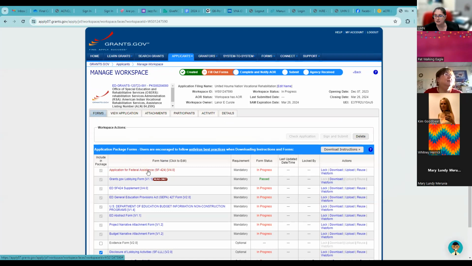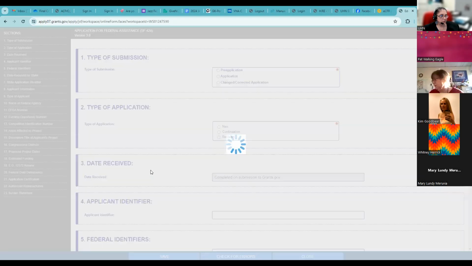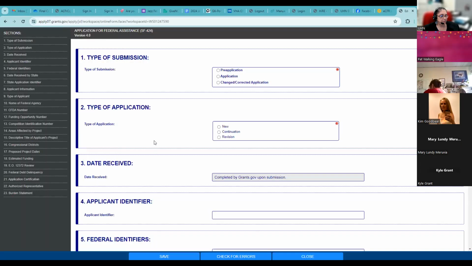The first section that requires budget information is on the SF424 form, and that's your application for federal assistance. Every federal grant that anyone applies for requires this form to be completed. When you get in, you have to identify what type of application. For this competition, it would be an application. You can either check new or continuation. I would do new.